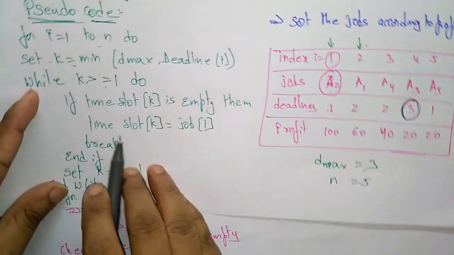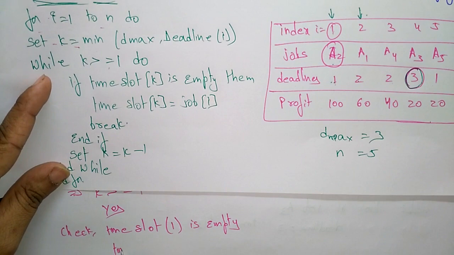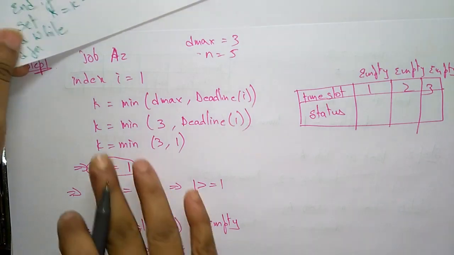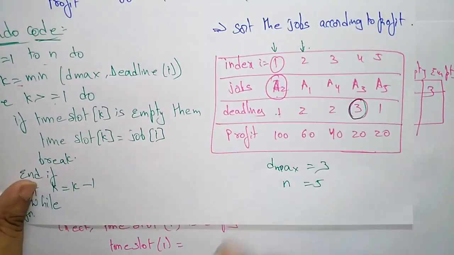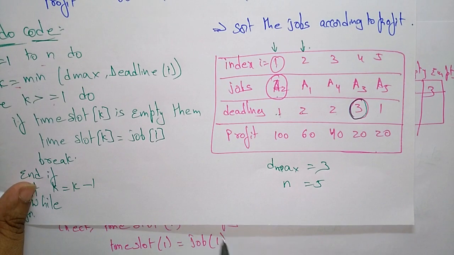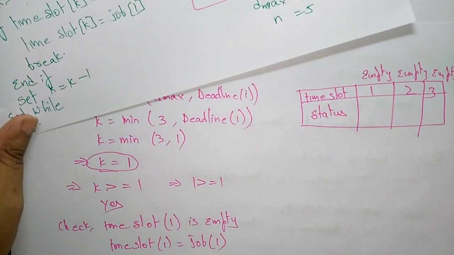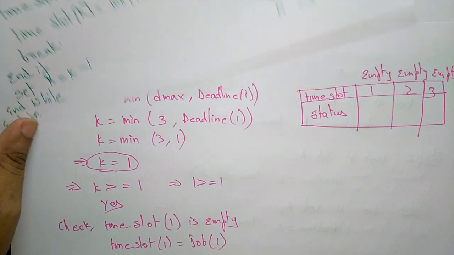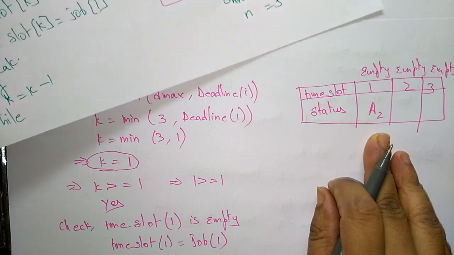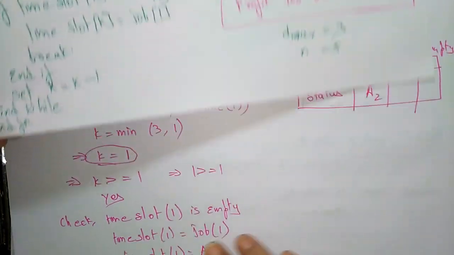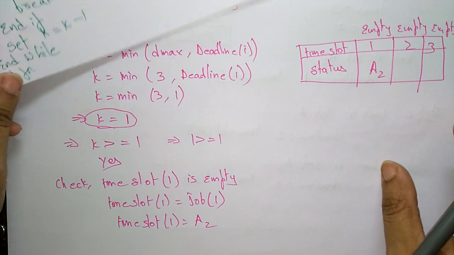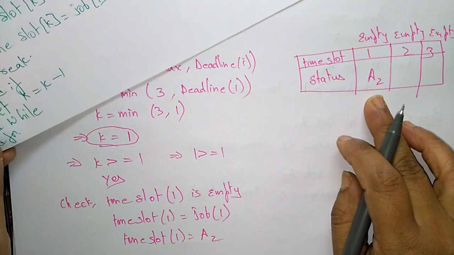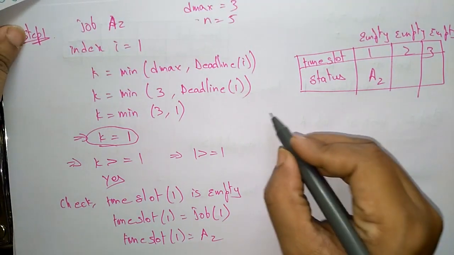Yes, this is empty. So whenever it is empty, you have to assign time slot of 1 is equal to job of I. Job of I means, what is the I value here? Job of 1. So what is the job of 1? A2. So now assign time slot of 1 is equal to A2. So A2 should be placed in the status. Okay, so now fill the time slot 1 with A2.